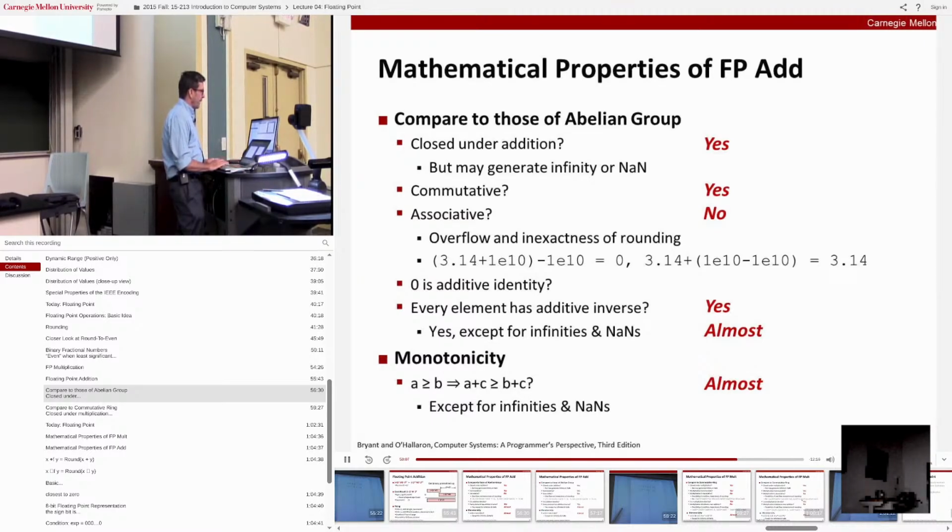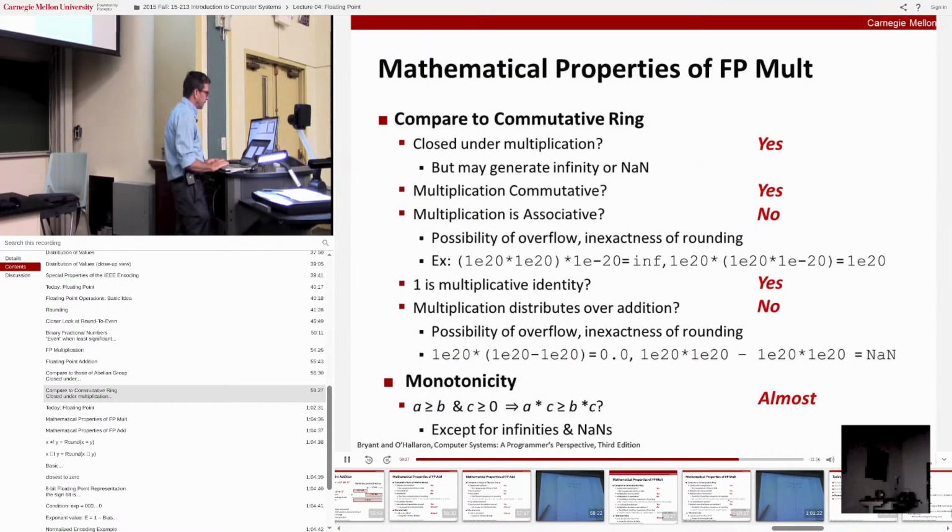So other than that, you have all of the things that you would normally expect. Closed under addition, it's commutative, there's an additive identity of 0. Except for infinities and NaNs, there's an additive inverse. Right? For any number, there's an inverse that will give you 0 when you add it together. And you get monotonicity between values, except, of course, for infinities and NaNs.